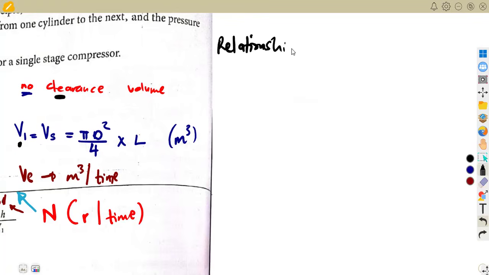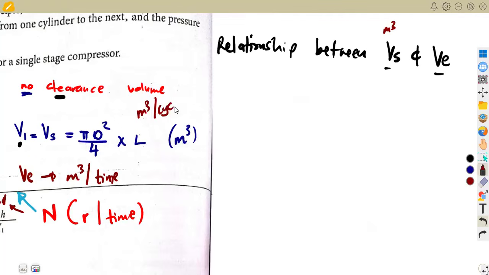The relationship between V1, which is the swept volume, and the effective volume. We want to see the relationship between these. Remember, we said the swept volume is just in cubic meters. Sometimes they might say, calculate the swept volume in cubic meters per cycle.